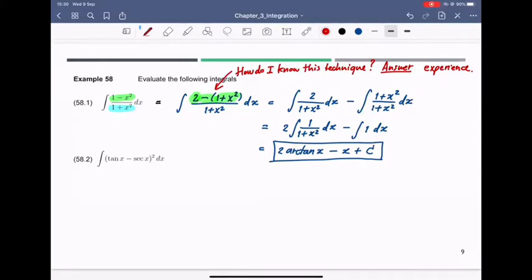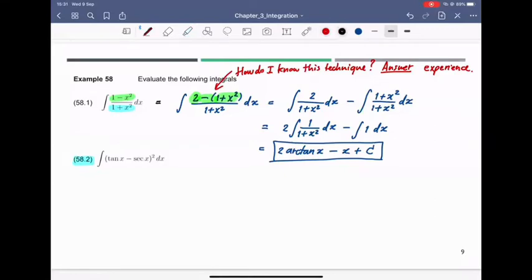Any question on 58.1? You still hear me, right? My internet connection is not that stable, but hopefully you will understand this example. It is not that hard, but the hardest part is that it is tricky. So the next thing, example 58.2.